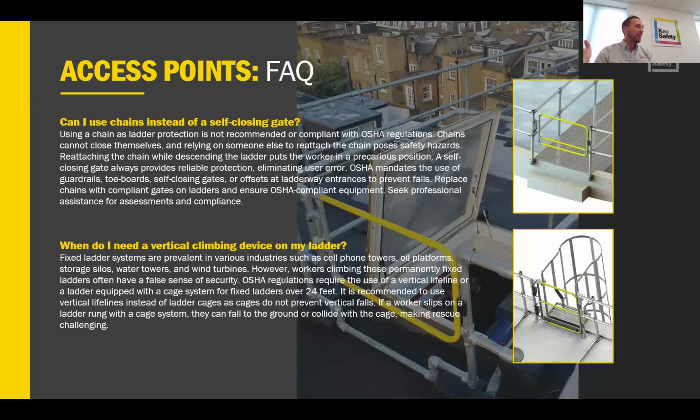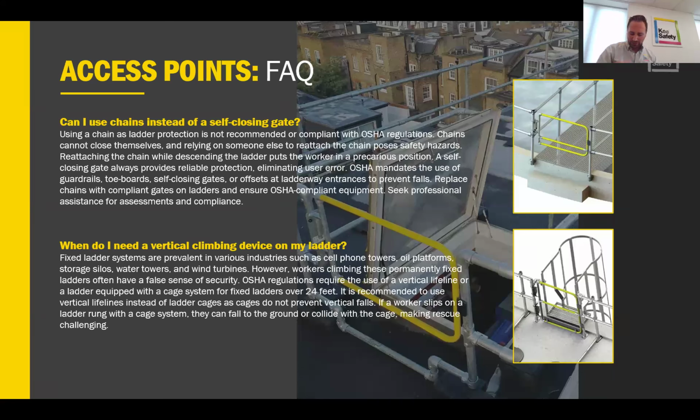You can have a cage. So cages aren't banned. They're just not considered as fall protection. They actually don't work as fall protection. They're just a mangler. They just mangle you up as you fall. They don't do anything to keep you safe.